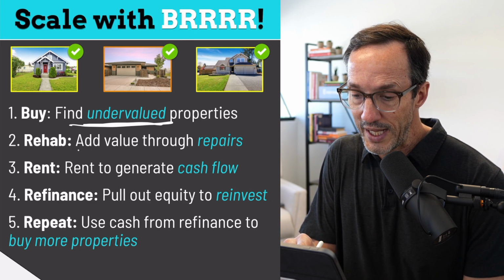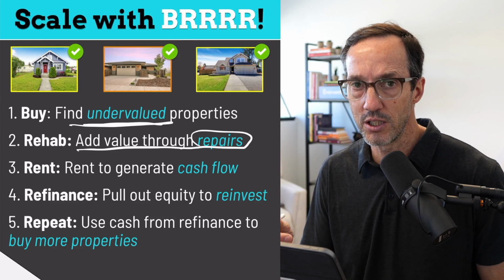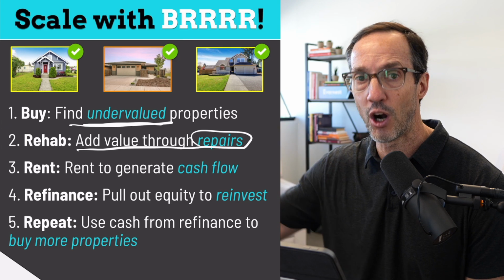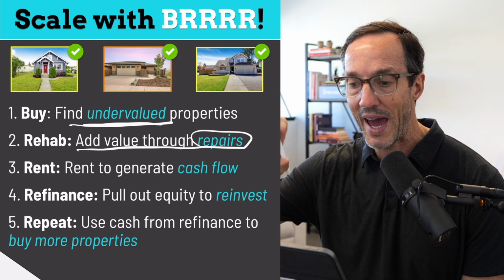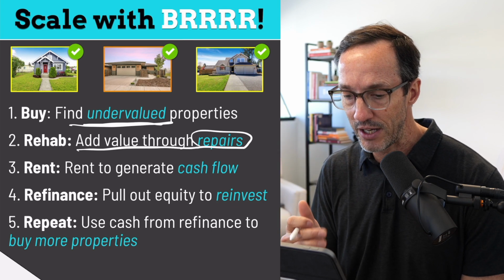Then you're going to rehab. So you're going to add value through repairs, right? You're going to buy it at X. You're going to put a certain amount of money in it, and your valuation, your ARV, your after repair value, should be much higher than what you have in the property. That's the beauty of buying undervalued properties.